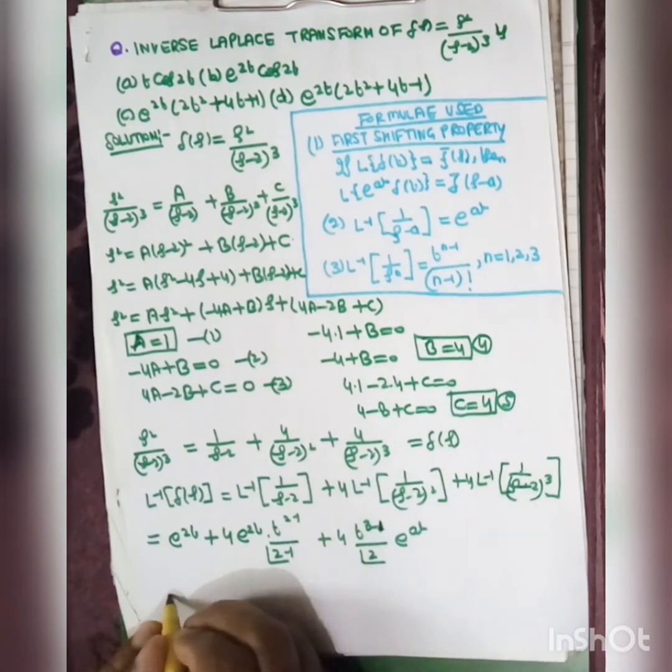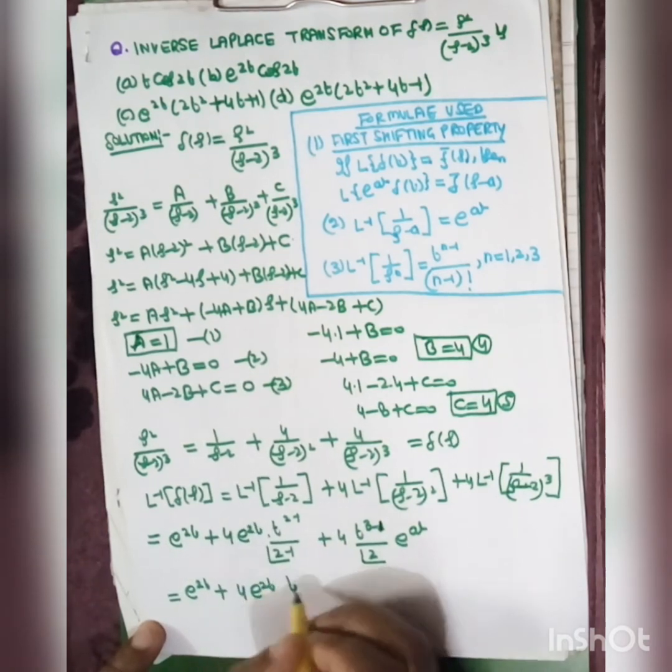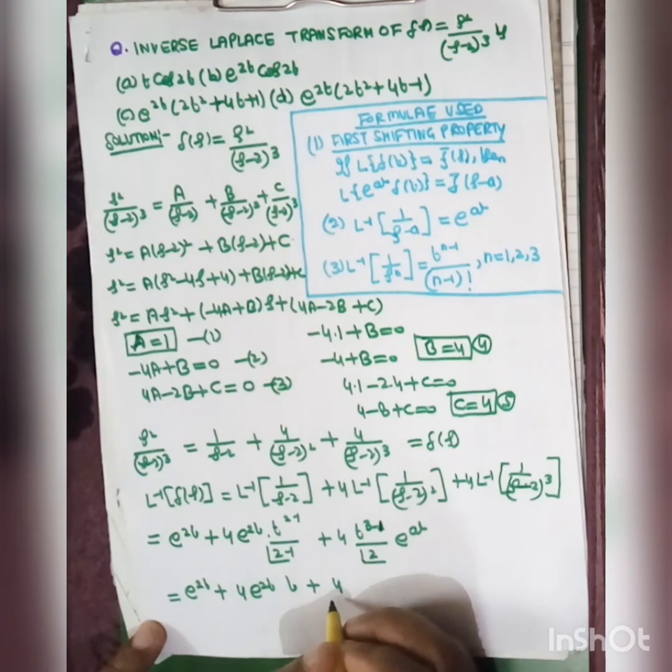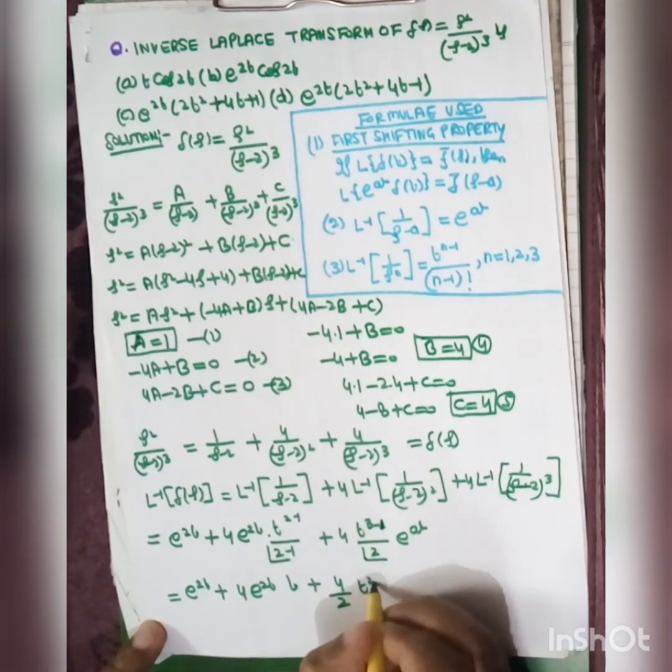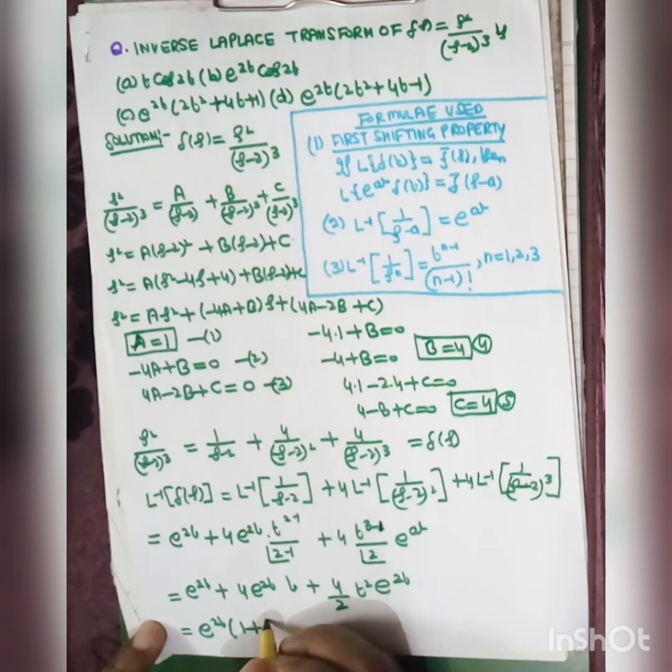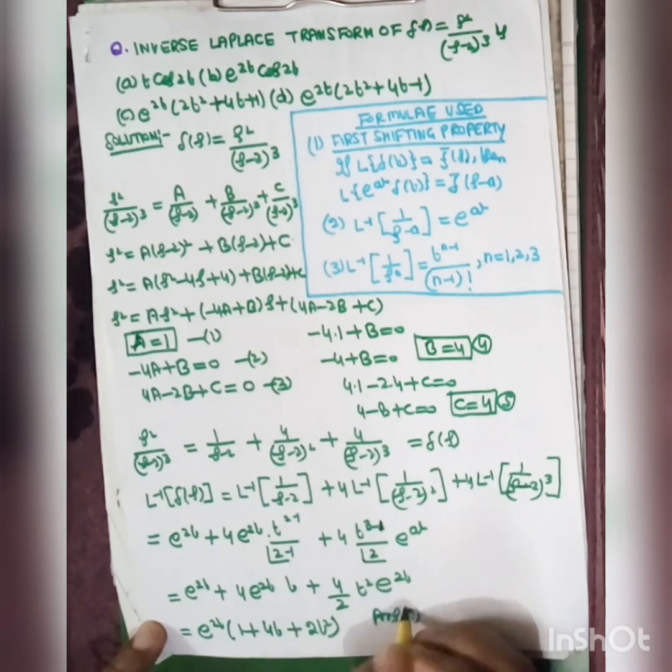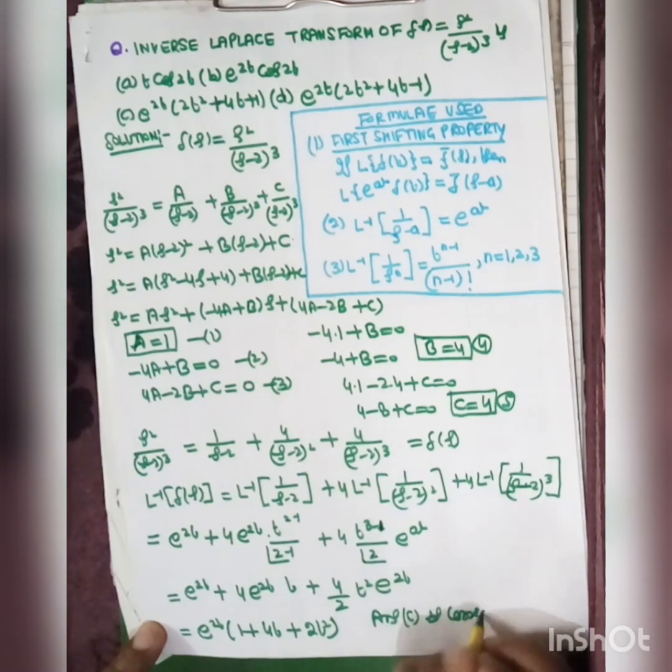So it will be e to the power 2t plus 4 into e to the power 2t into t plus 4 divided by 2 into t square e to the power 2t. So it will be e to the power 2t times (1 plus 4t plus 2t square). So answer C is correct. Thank you.